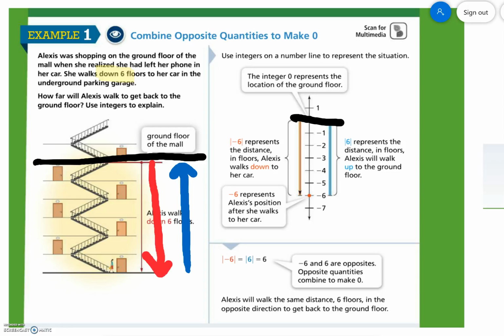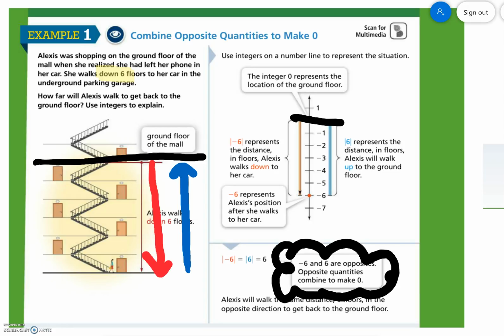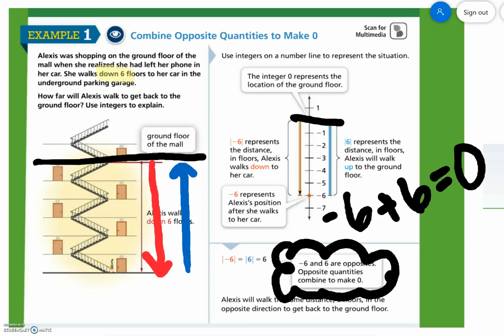The absolute value of +6 represents the distance in floors Alexis will walk up to the ground floor. So again, she's still walking 6 flights, but this time it's positive because she's going back up. -6 and 6 are opposites. Opposite quantities combine to make 0. So if we did -6 plus 6, we would know that equals 0. Alexis will walk the same distance in floors in the opposite direction to get back to the ground floor.